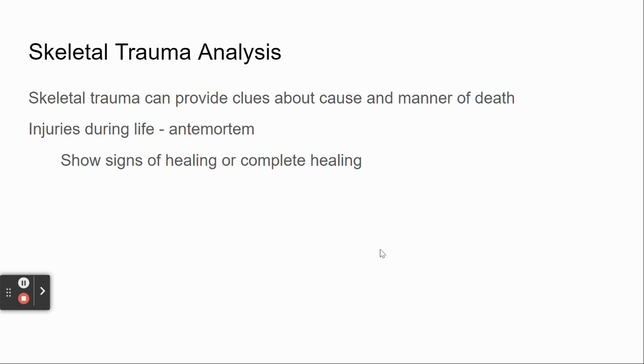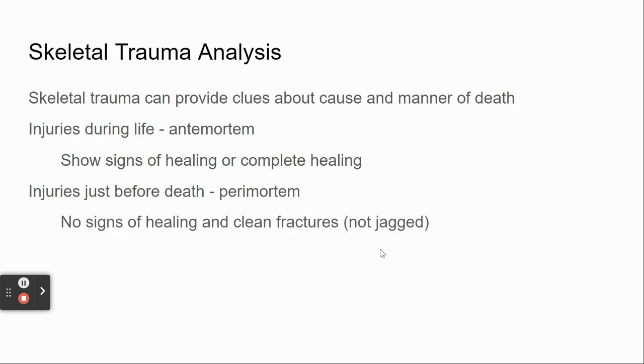Okay. So whether it's the calcification of an area, whether it's a skeletal hematoma, whatever the case might be, there will be different characteristics that can be looked at that can be used to help identify that damage. Anything right before death is perimortem. These are not going to be healed. The fractures themselves are going to be relatively clean in terms of the break.